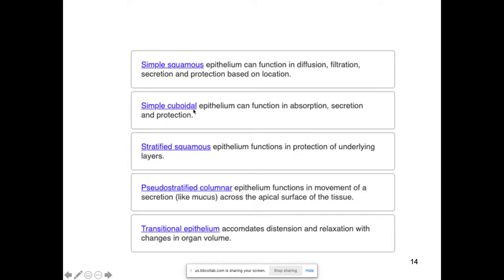Simple cuboidal, we said we find that at the proximal and distal convoluted tubules of the kidneys with the nephron. So that's for absorption, secretion, and even protection.